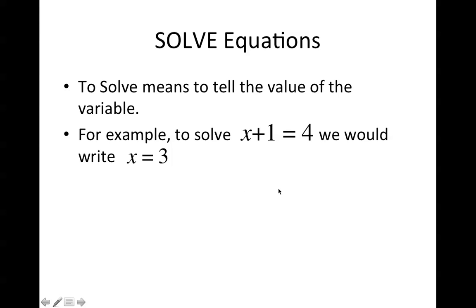To review, expressions are math that stand for a number. Equations are math sentences that have an equal symbol. You simplify expressions by stating them in their simplest form, and you solve equations by telling the value of the variable.